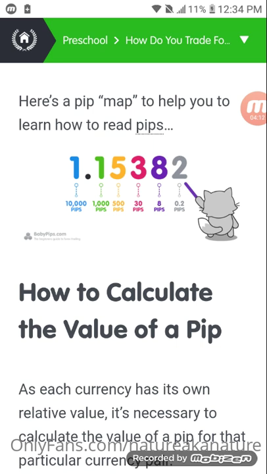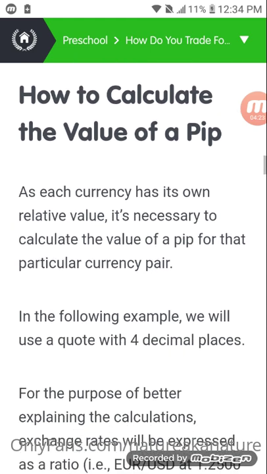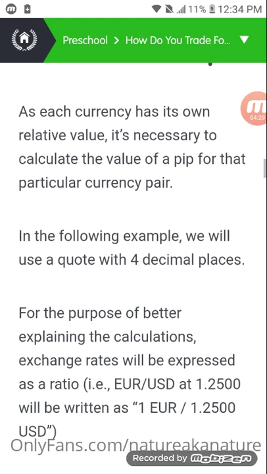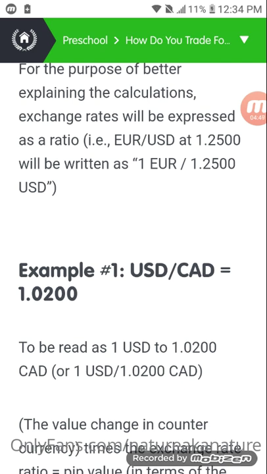I want to show you some more examples on how to calculate and read pips. As each currency has its own relative value, it's necessary to calculate the value of pips for that particular currency pair. In the following examples, we'll quote with 4 decimal places for the purpose of better explaining the calculations. Exchange rates will be expressed as a ratio. So EUR/USD at 1.2500 will be written as 1 euro slash 1.2500 USD. For this example, USD/CAD.